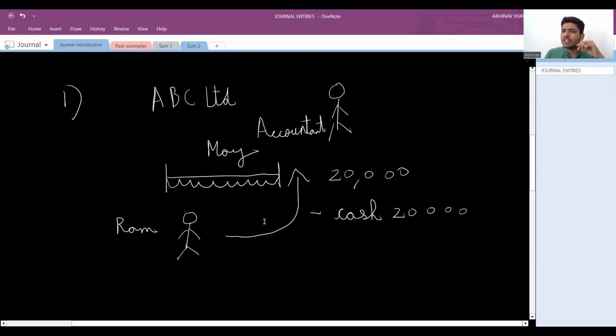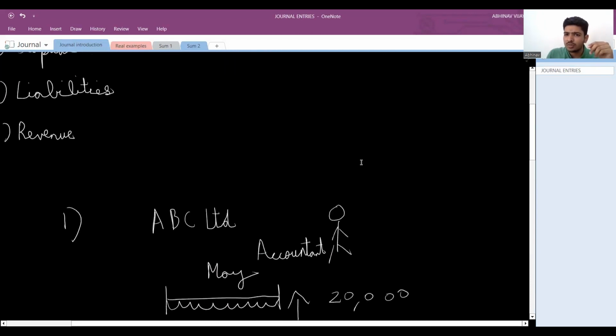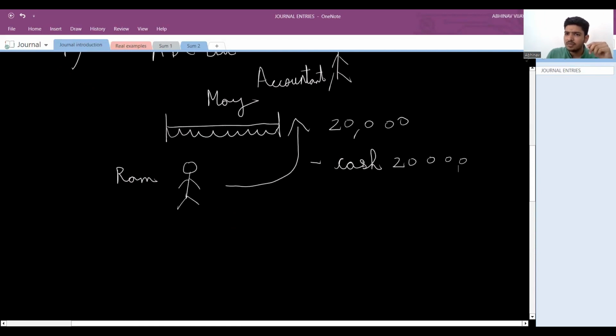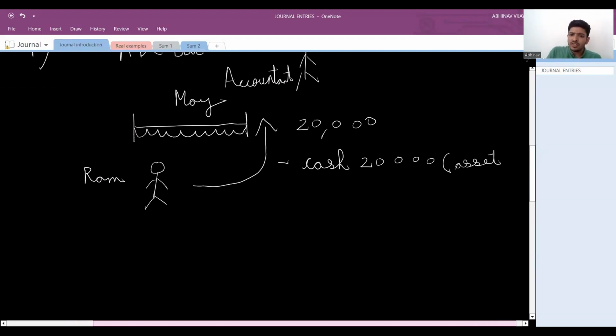So according to the definition mentioned above, what is the definition of an asset? The value, the benefit of which will be taken in the future. So what is cash? The benefit of cash can be taken in the future. So according to the definition written above, cash is an asset. So for now, in the bracket, you write asset, because you can take the benefit of cash in the future.